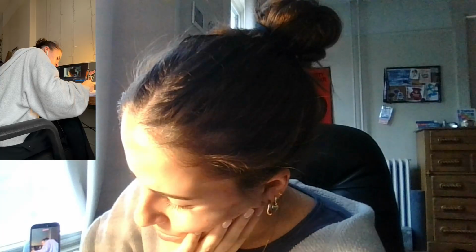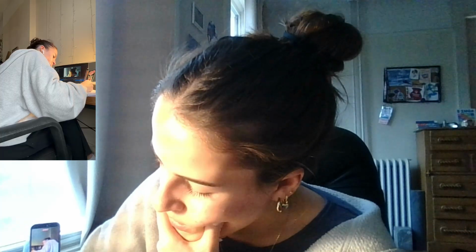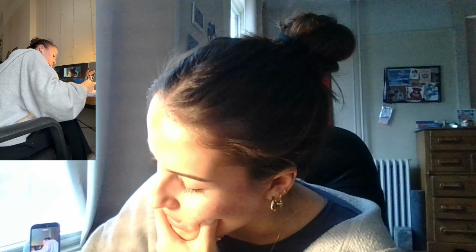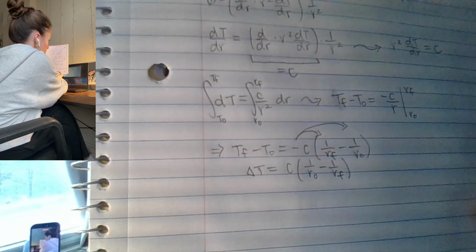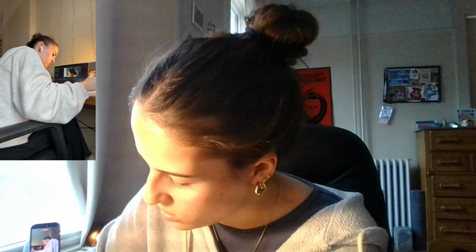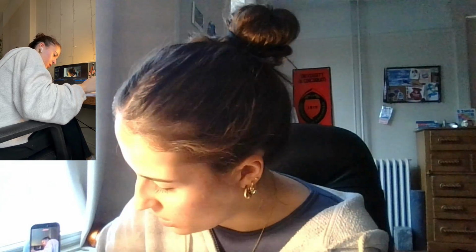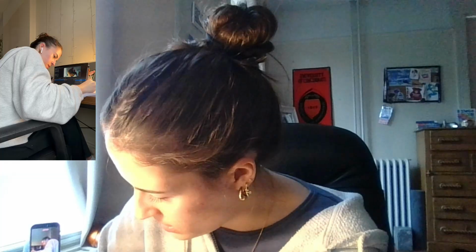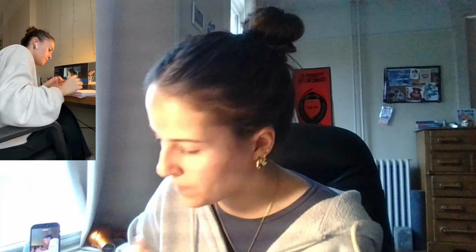So now we can multiply this negative in here. I'm just going to turn the Tf minus T naught into delta T because that is what it is, change in temperature. And we get C times 1 over our initial now minus 1 over our final because we multiplied that negative in there. Now we can solve for C. We get C equals delta T all over 1 over R naught minus 1 over RF. So that's what we get for our C.